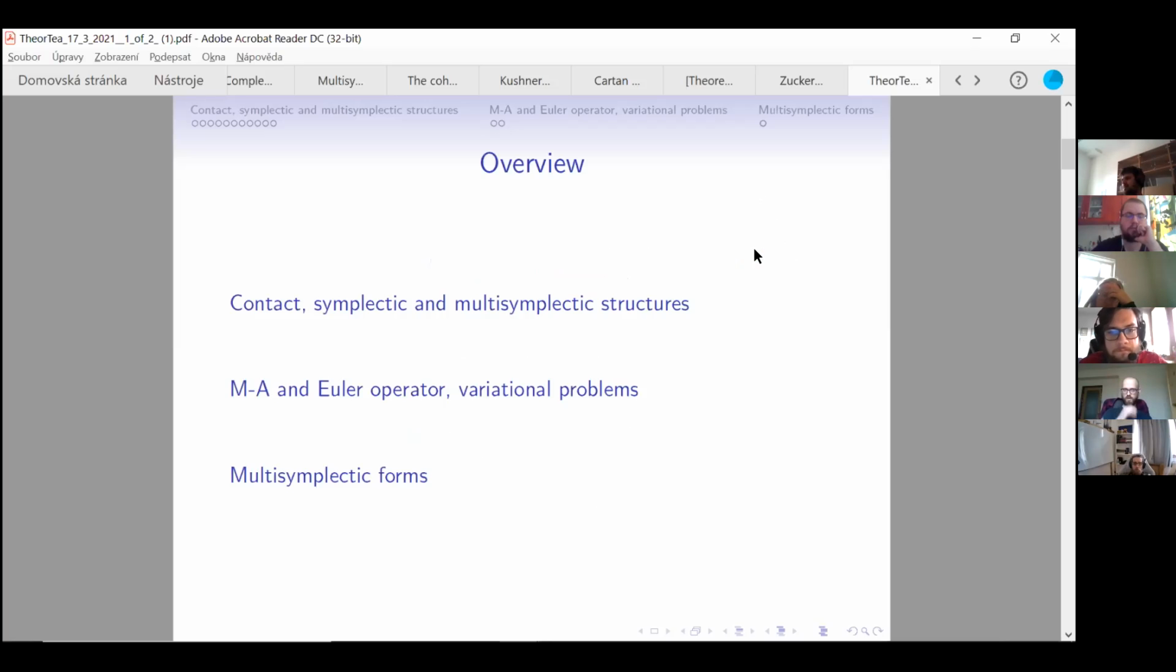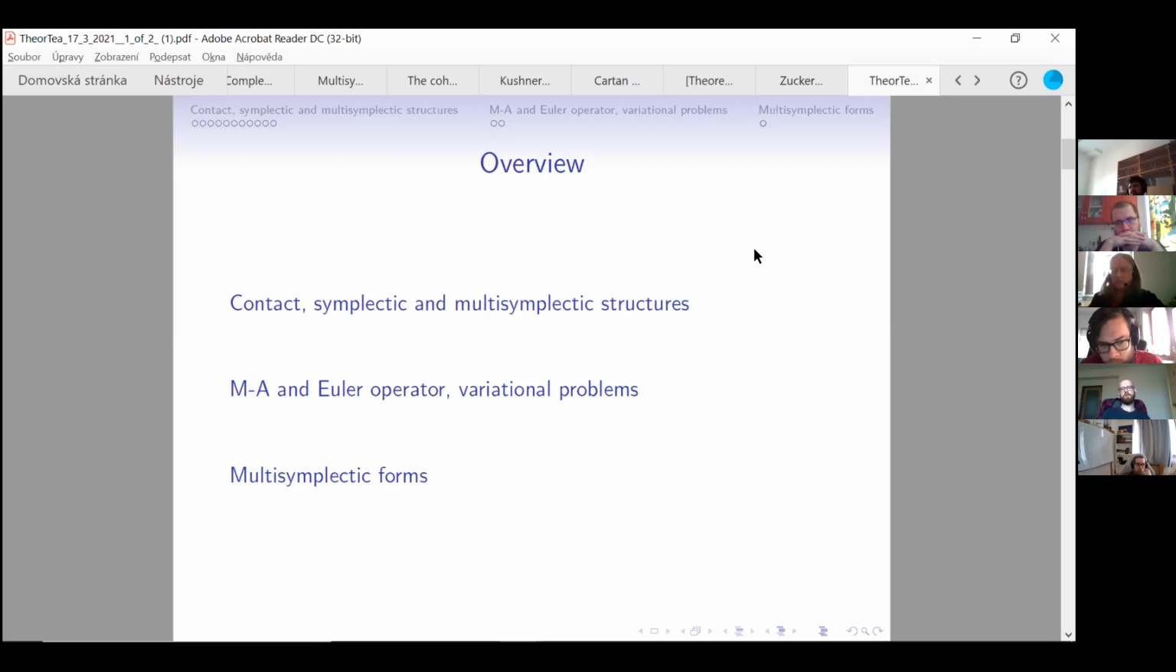Okay, so today's overview: contact, symplectic and multisymplectic structures. The multisymplectic structures will be defined very briefly, just the definition of the notion of a multisymplectic form at the very end. And maybe we'll be dealing with symplectic structures, but the generalization is very straightforward, as we will see.